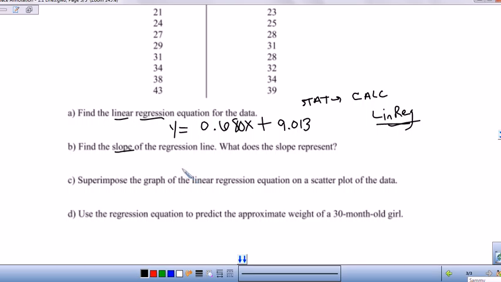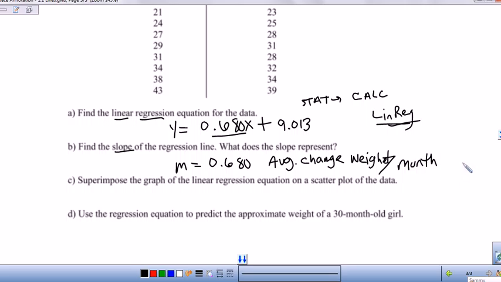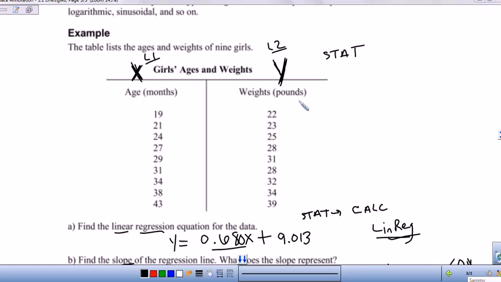Now it says find the slope, and our slope here is 0.680. Then interpret it. What does it mean? In this case, it's the average change in weight per month. Remember, the slope is the change in y over the change in x, and the y variable was the weight, so it's the change in the weight over the change in the month.